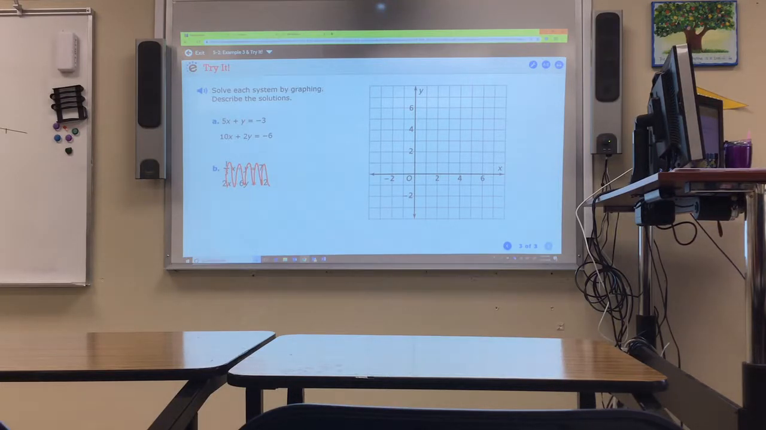So go ahead and try the second one, the 10x one. And then minus 5x. So you got your negative 3, but you also need a negative 5x. So your slope is going to be negative 5. Your y-intercept will be negative 3. Okay. Hopefully I get negative 4.